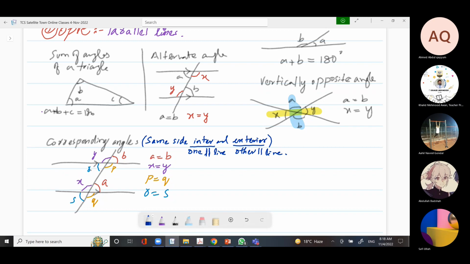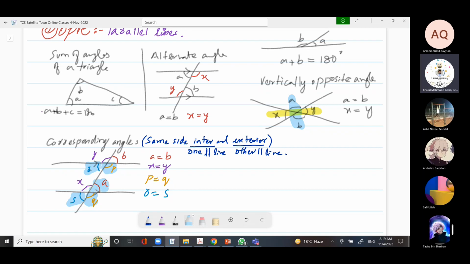Okay. So now, highlighting this, P is with one parallel line and Q is with the other parallel line. Here you can see that R is with one parallel line and S is exterior with the other parallel line. A is interior with one parallel line, so B is exterior with the other parallel line. X is interior with one parallel line, so Y is exterior with the other parallel line. So these are the corresponding angles, and corresponding angles are equal.